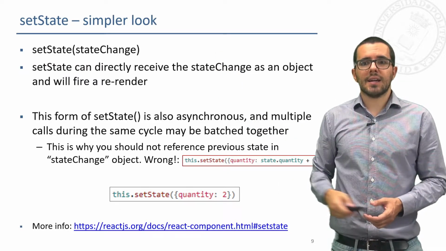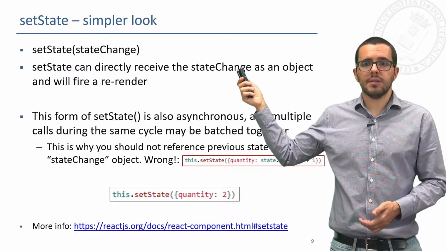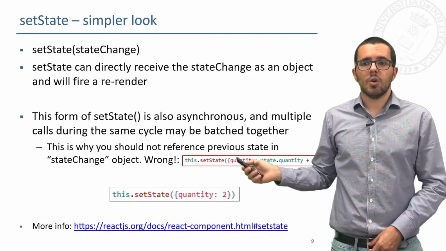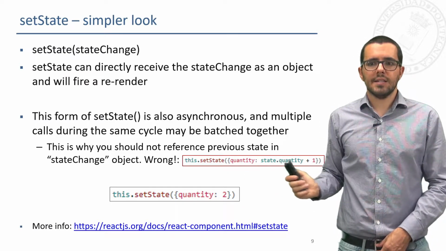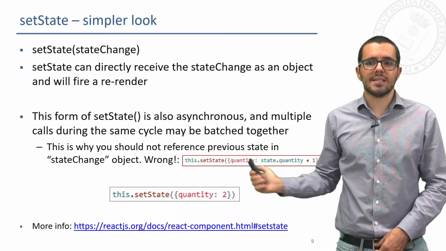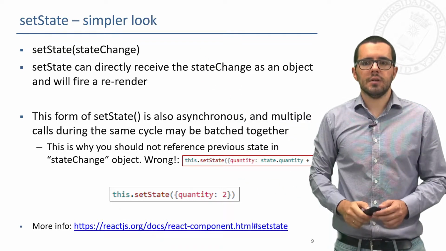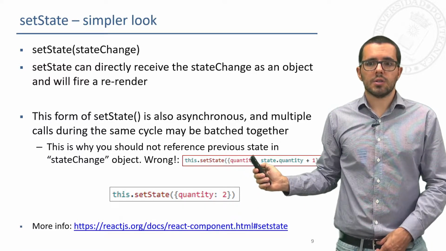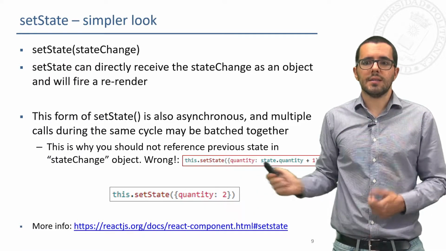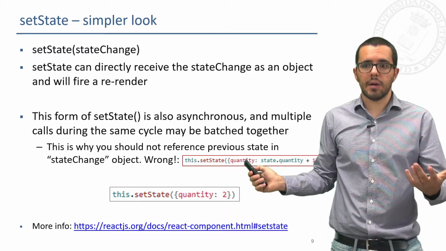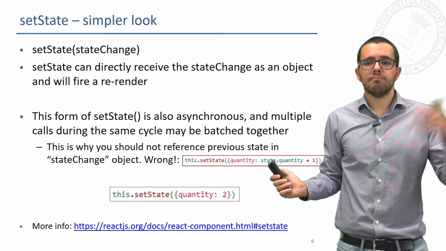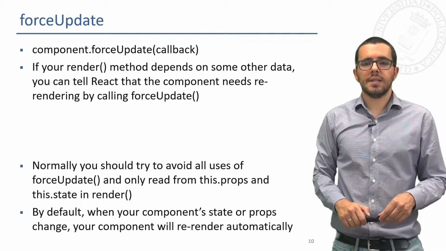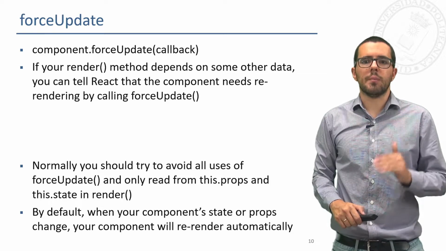In a simpler look, setState will only receive the new state, the state change. setState can receive this state change as a JavaScript object, but remember, it will be asynchronous, so you can't access the previous state inside this state change object. For example, this is right and this is wrong, because as it is asynchronous, when this is done by React, state can be any other object.